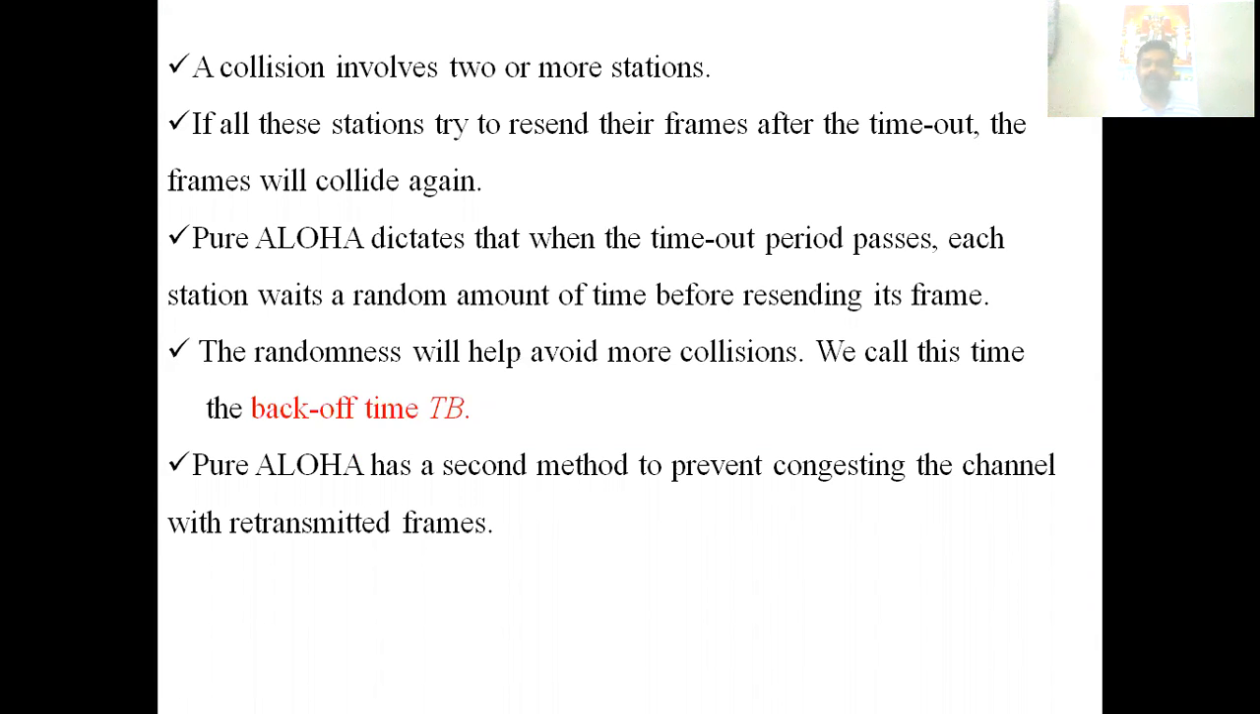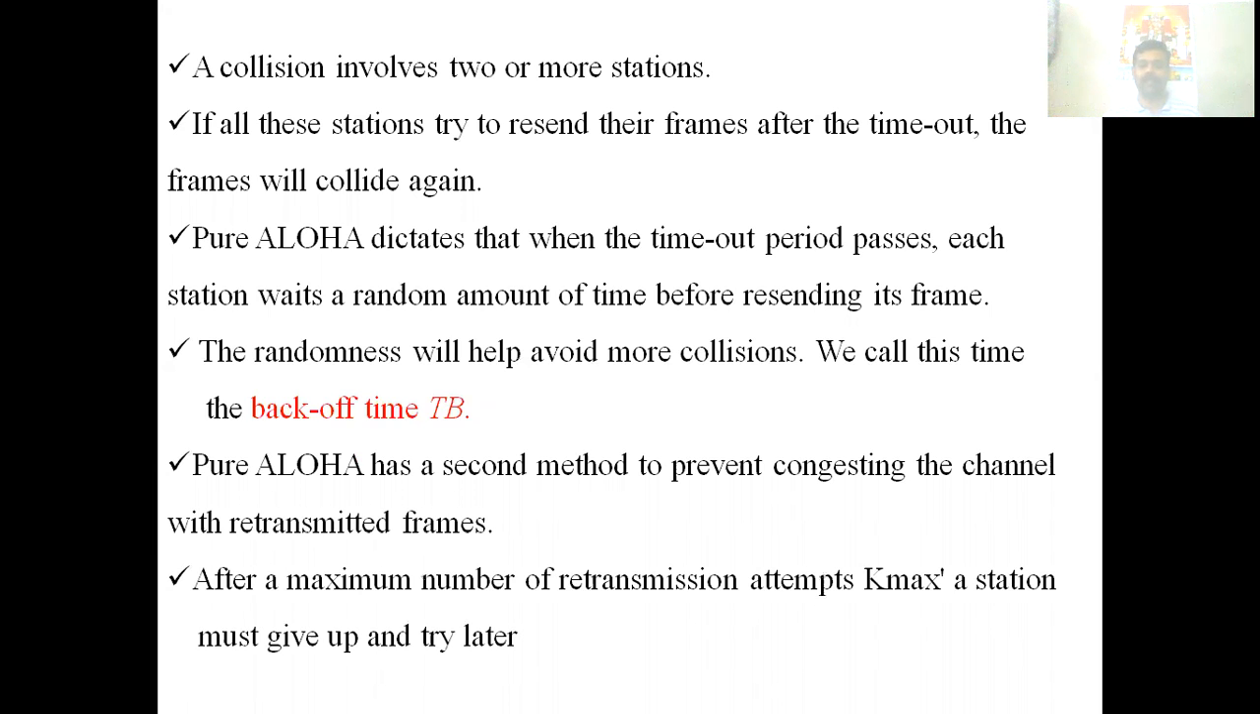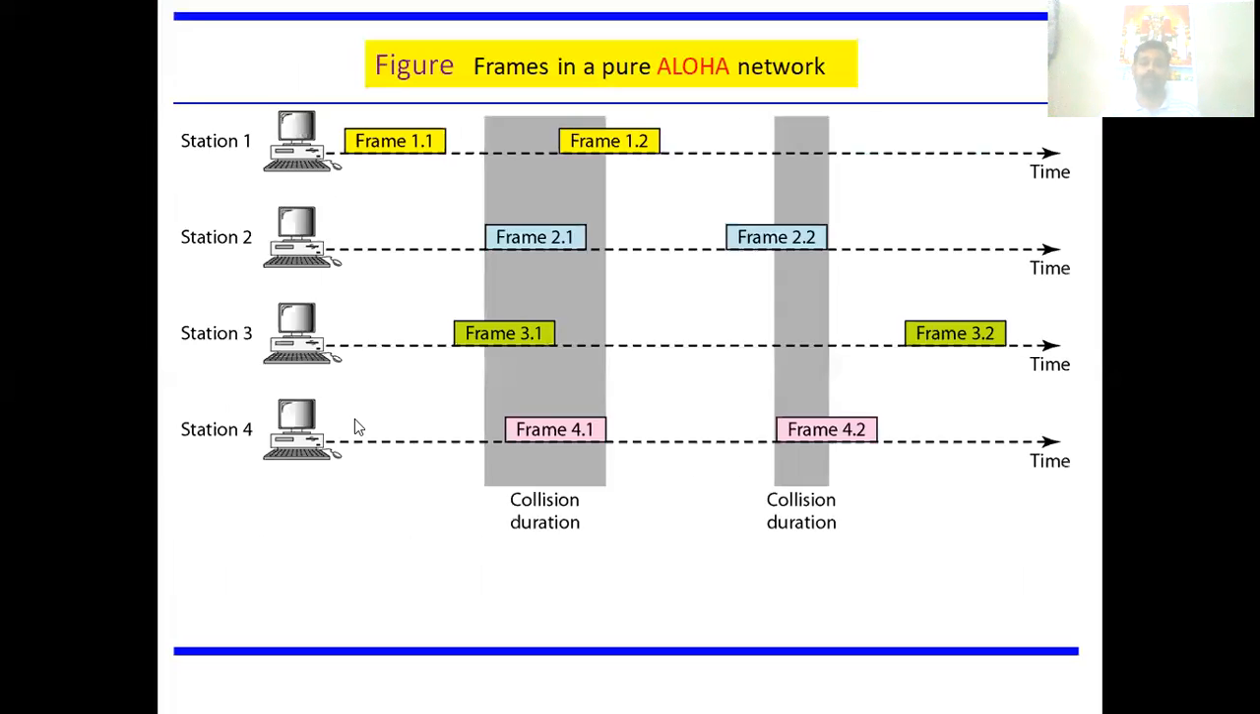Pure Aloha has a second method to prevent congesting the channel with retransmitted frames. After trying for some maximum number of retransmissions, it will give up and try later. So two methods are used to avoid collision. First, if any collision occurs, it waits for some random time and then transmits again. Second, after two or three attempts, or the maximum number of attempts, it will give up that transmission and try after some time. So this is pure Aloha.